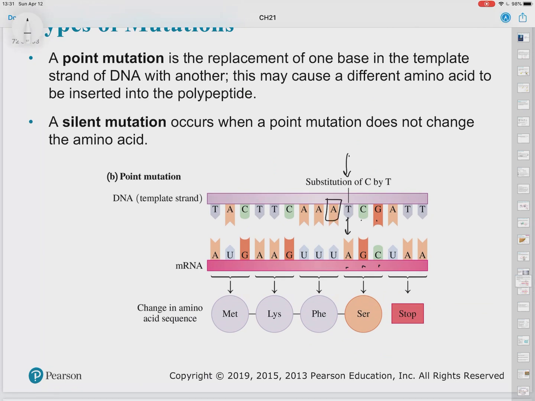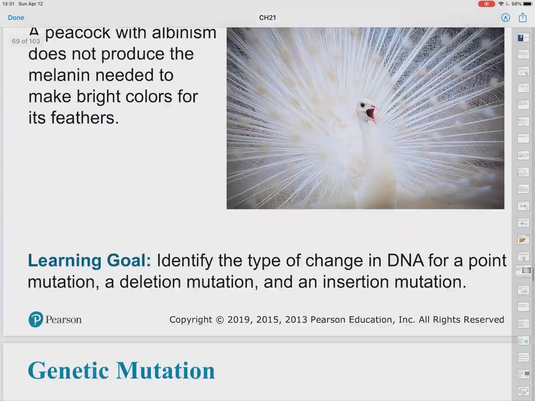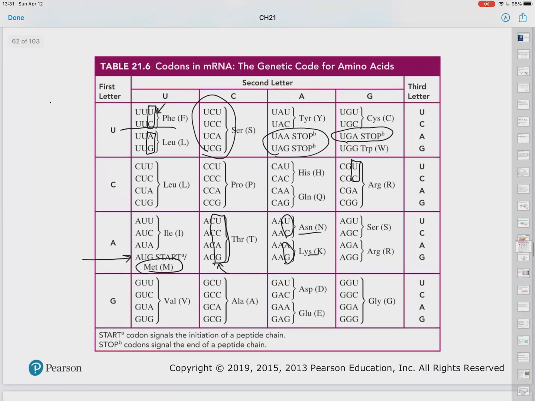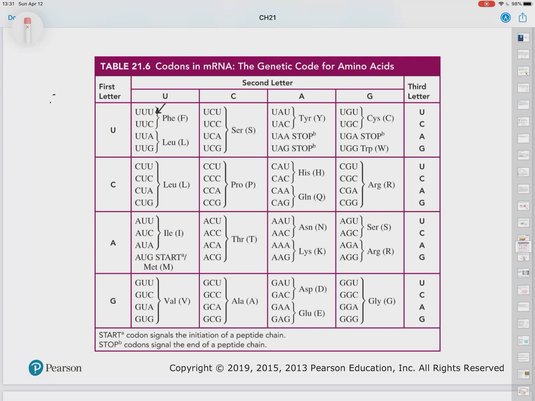I don't have an example, but let's talk about it. In a silent mutation, let's say I changed this AAA here to be like an AAT. Well, that would lead to a UUA instead of a UUU. Let's see if that makes a difference. UUA instead of UUU. We're going to jump all the way back up here. Let's clean this up. Okay, so here's UUA and here's UUU. So that actually would make a difference. We'd get a different amino acid. So maybe that was a bad example, but let's use this.